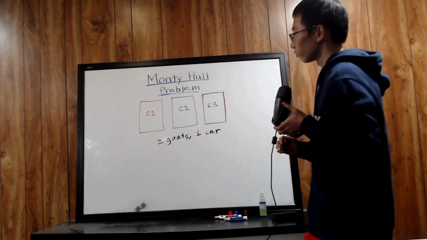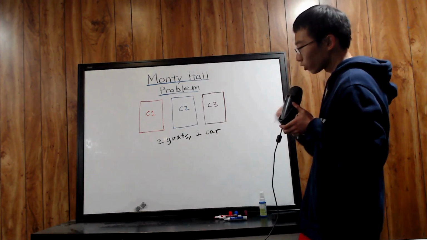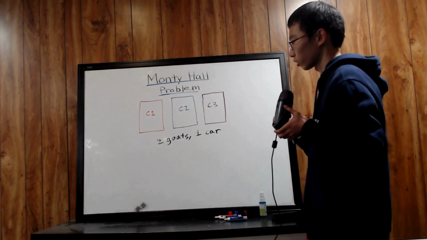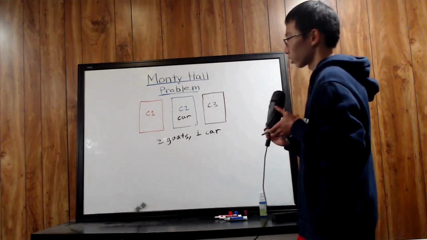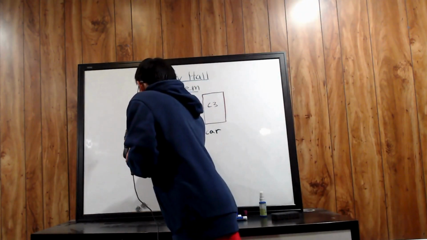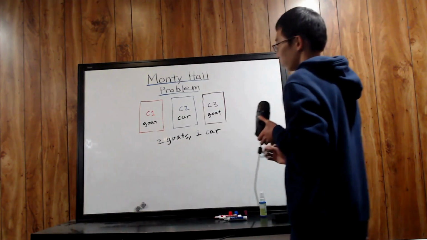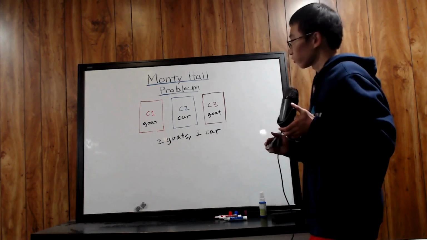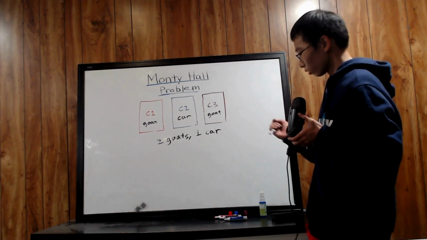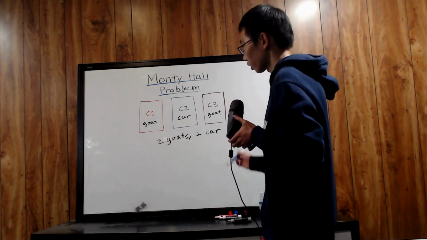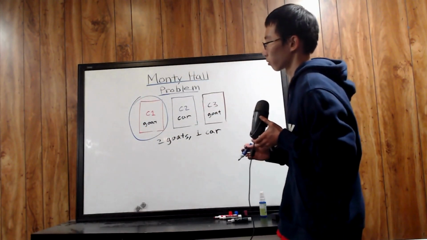Now, the host invites you to his show, giving you a chance to win the car. The host knows which one has the car and which one has the goat. So maybe the host will place the car in C2, but then the goats will be in C1 and C3. Obviously, he'll give you a chance to choose one of the curtains to win the car. So maybe, for instance, on your first selection, you'll choose C1 as an example.